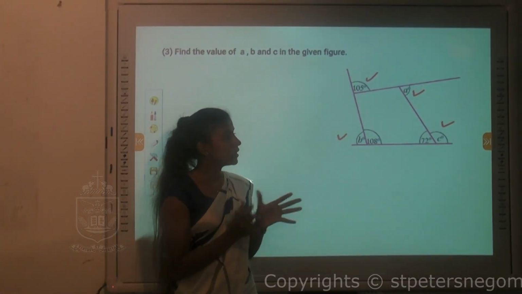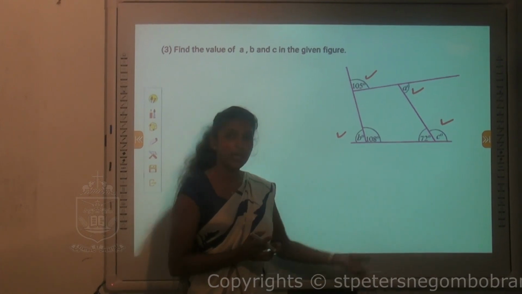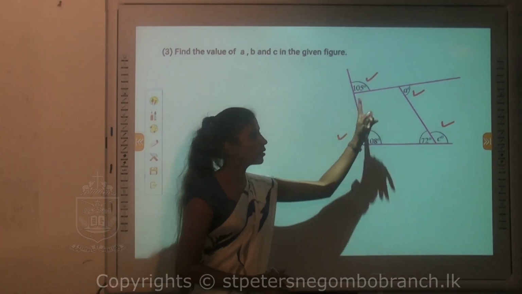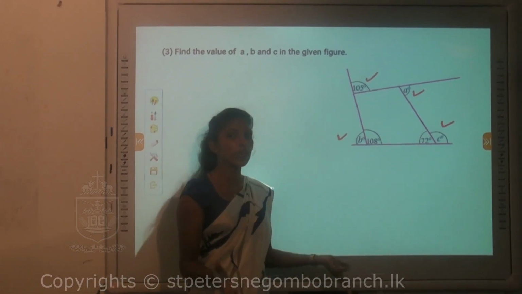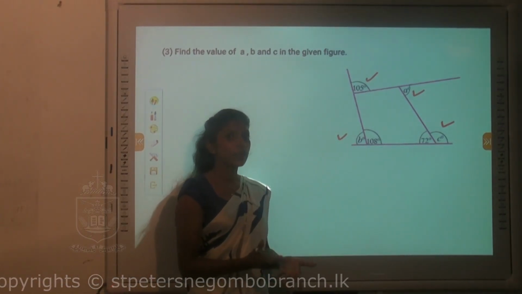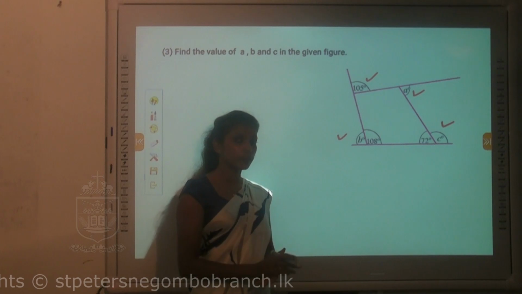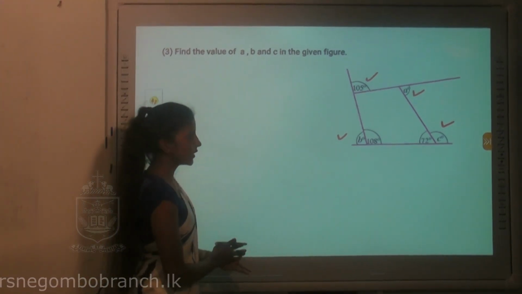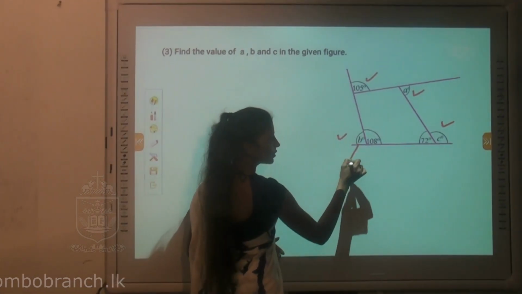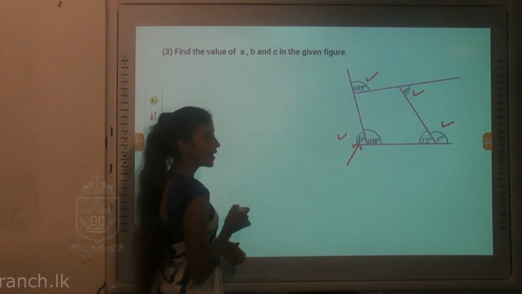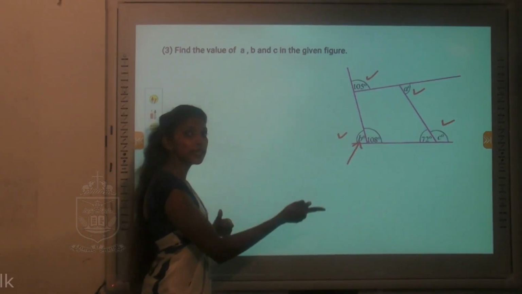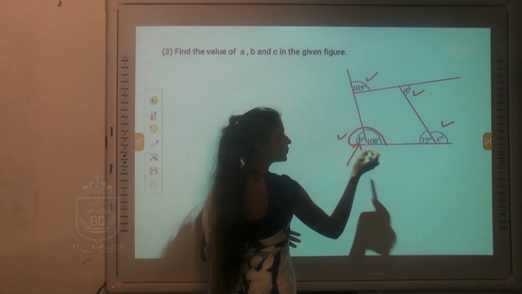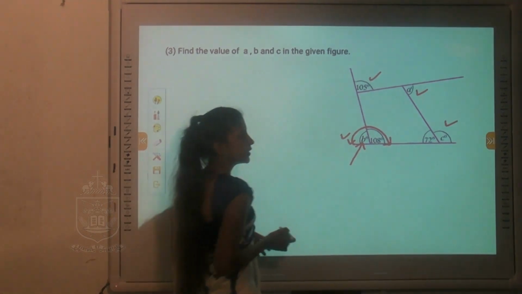Now actually we can't find the exterior angles directly because three exterior angles are unknown: A, B, C. All three are unknown. So we can't find all three at once. We have to do it stepwise. First of all, we have to find these two angles. When you look at this angle B, there is an interior angle next to it. What is the interior angle? That is 108.